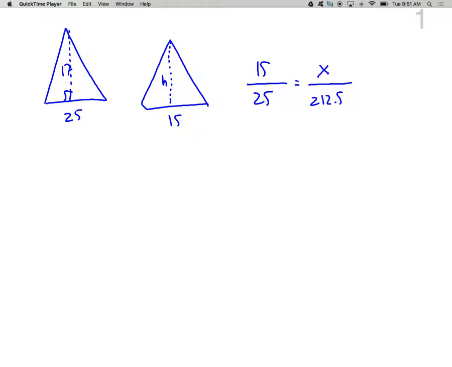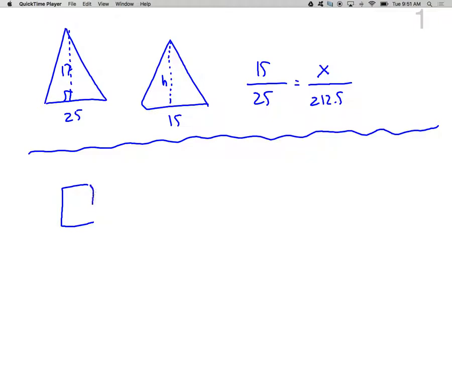Okay, so we're just going to leave that sit there for a second and do this. Let's suppose I have a little square, and that square has a side length of 2. And then I have another square that has a side length of 5. What's the scale factor between those two squares? 2 over 5, correct.